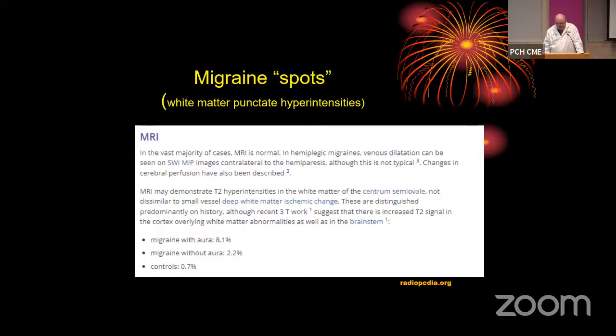A large survey found that migraine with aura had these spots about 8% of the time. Migraine without aura had these spots about 2% of the time, and the controls had less than 1% of these. But even the most frequent occurrence of 8% is still a small group within the overall group of migraine. And once you even find that, you can't say, oh, well, this is migraine because it's got migraine spots.